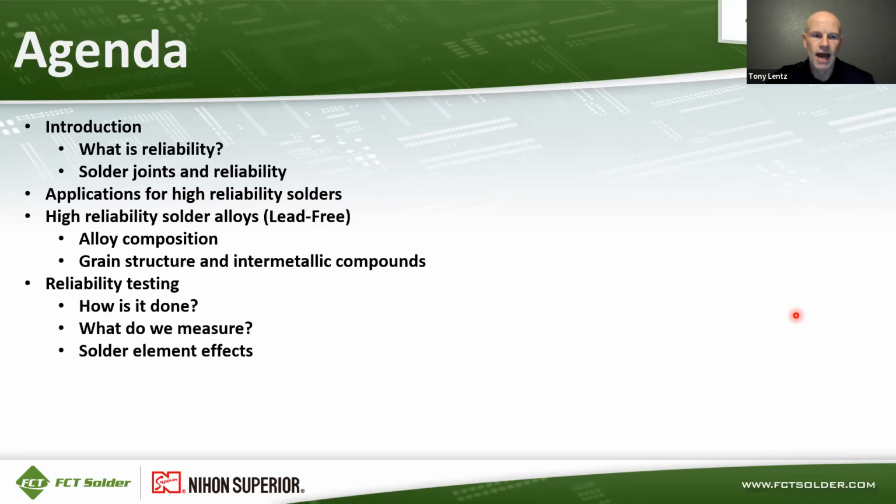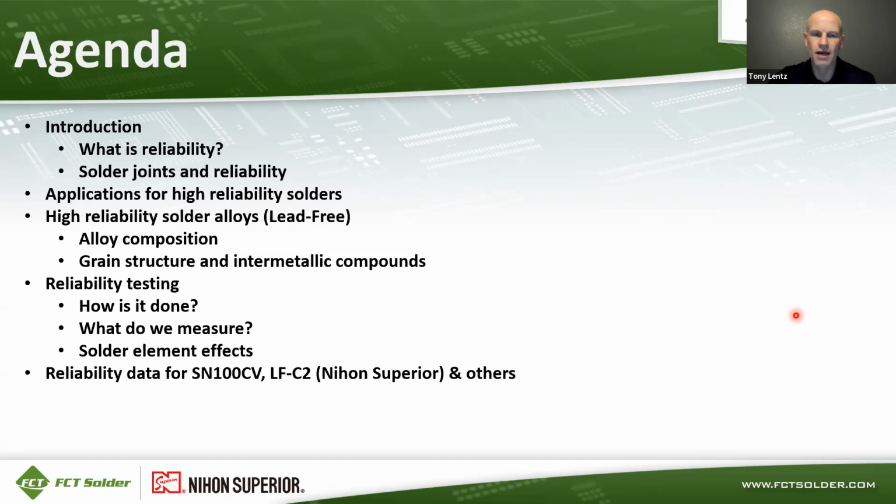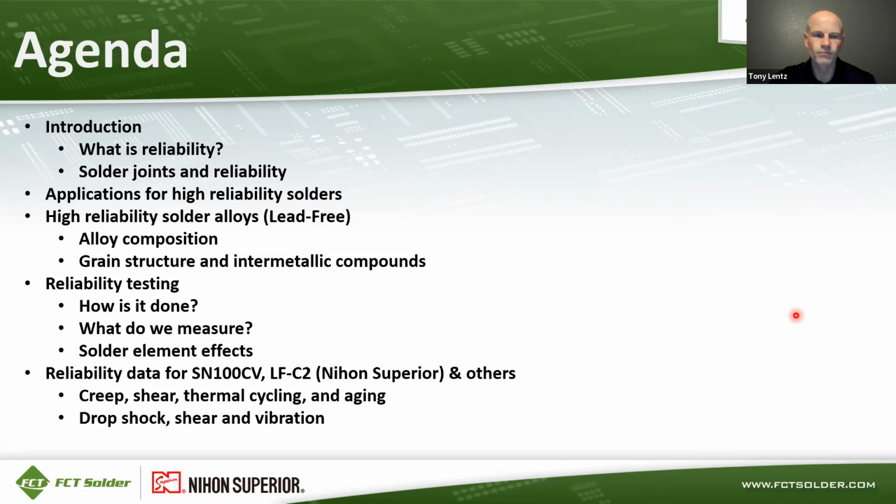I'll talk about how we reliability test solder joints and what we are looking to measure, and then also the effects of different solder elements on reliability, and that's really the meat of this presentation. And then I'll give some reliability data for SM100CV and LFC2, which are alloys that were created by Nihon Superior, and then compare that to other common alloys with SAC305 as the baseline for all of this data. I'll talk about creep, shear, thermal cycle testing, and aging.